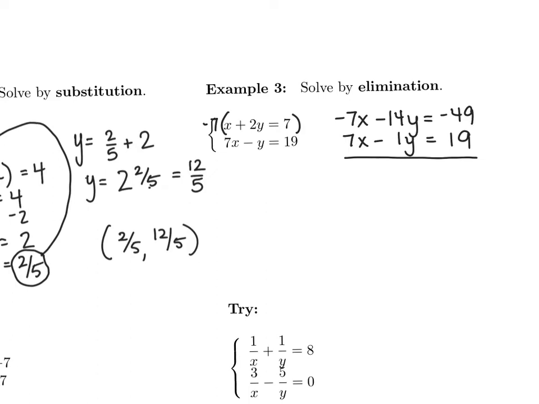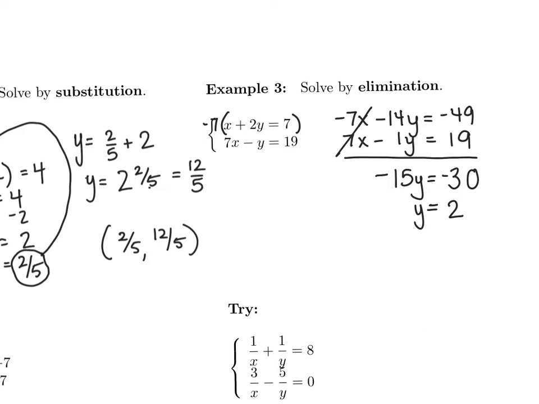And then you're going to want to add these together, and you see these cancel. I get negative 15y equals negative 49 and 19, so that would be negative 30. So y is going to equal positive 2. So we're not done yet because we need to solve for the x value.